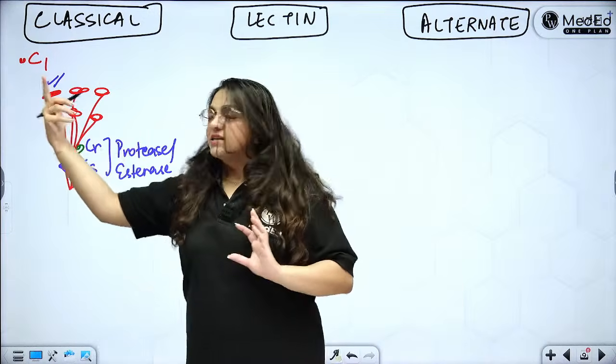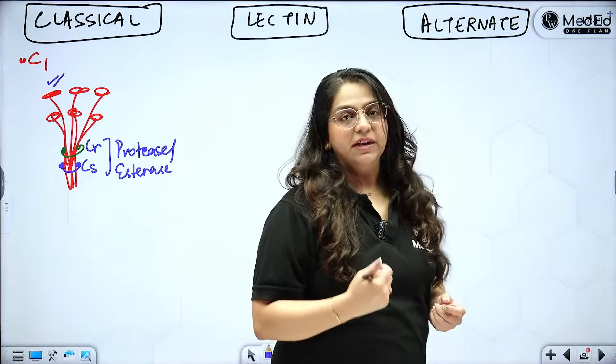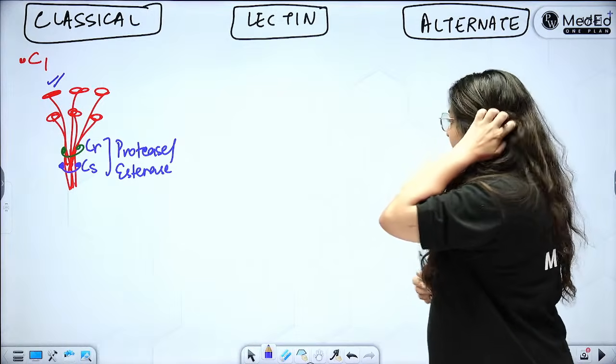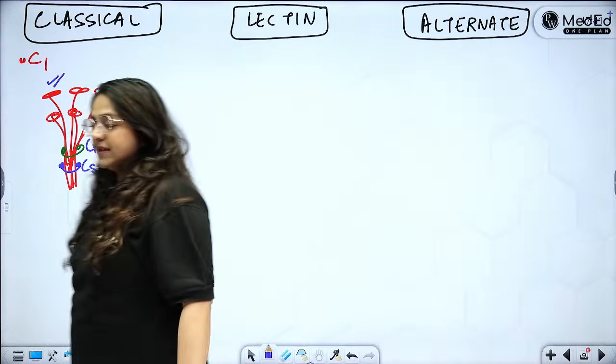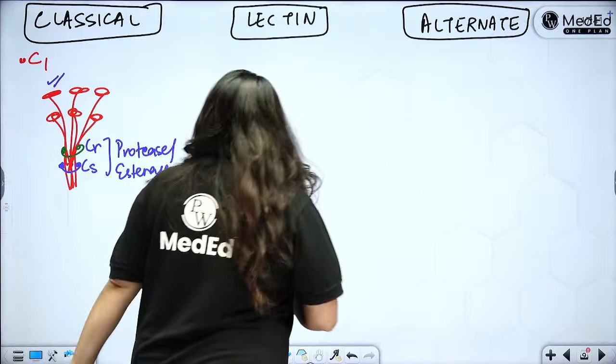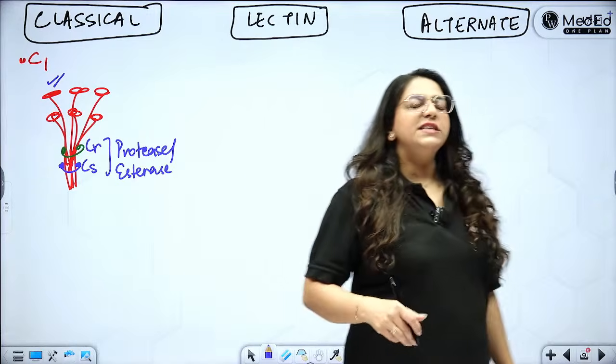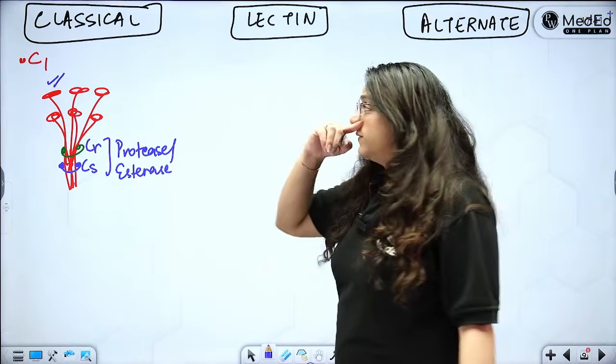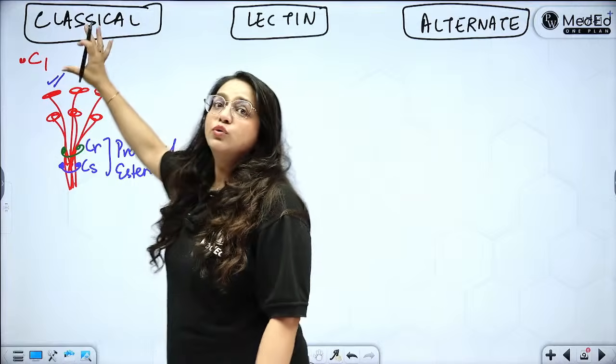When they rotate, they activate this C1. Right? The moment they rotate, they activate this C1. So let's look at how this is happening and actually how does the classical pathway come into play. I am telling you that out of all of these pathways, classical pathway is associated with a secondary immune response.